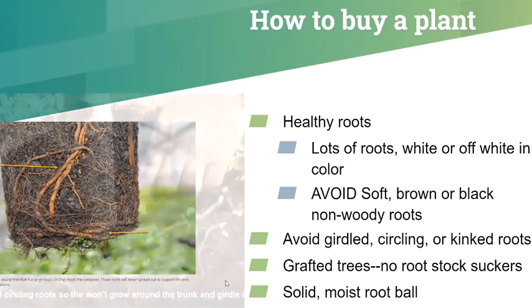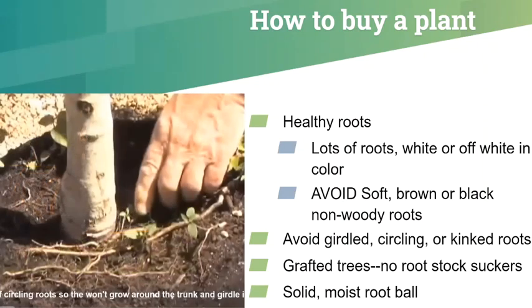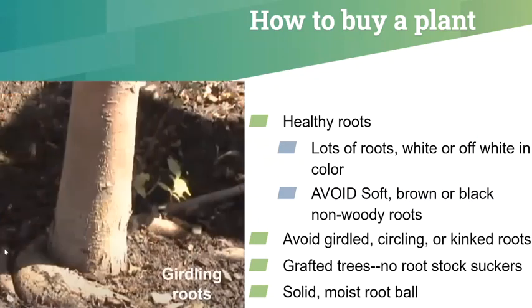So here's some circling roots coming around here. Right now, they don't look so bad, but give it a couple years. They'll wrap around the trunk of that tree and kill it. And this is what I'm talking about. When those keep growing like that, that's going to cut the circulation to the tree off, and it will eventually kill it.